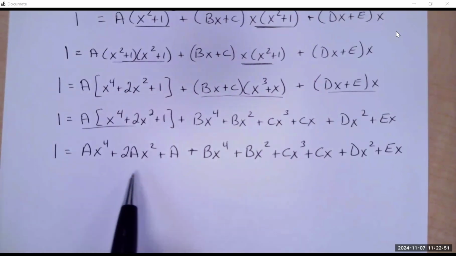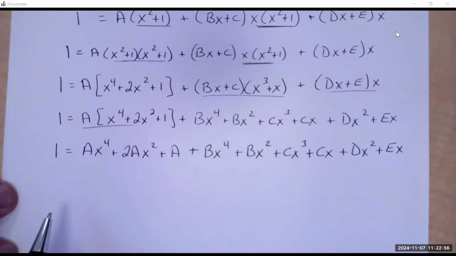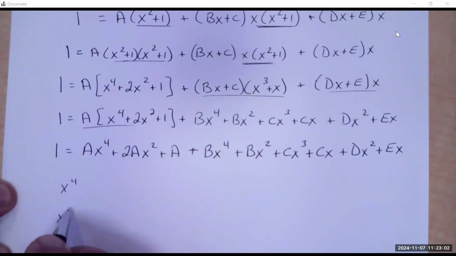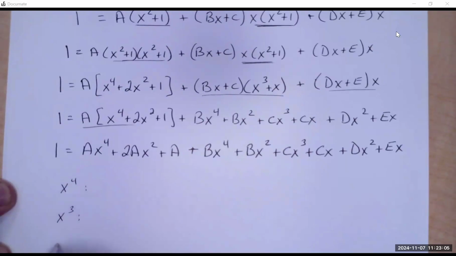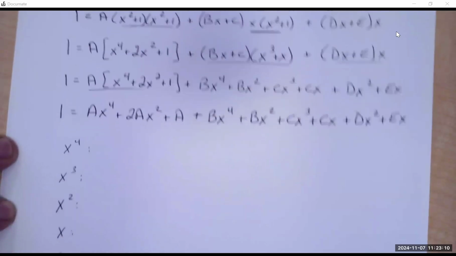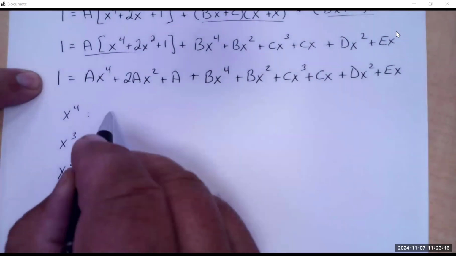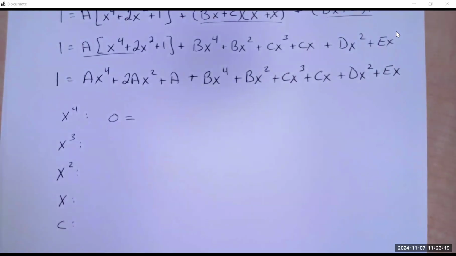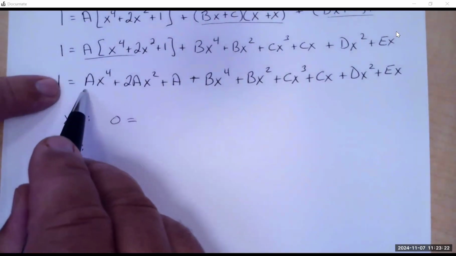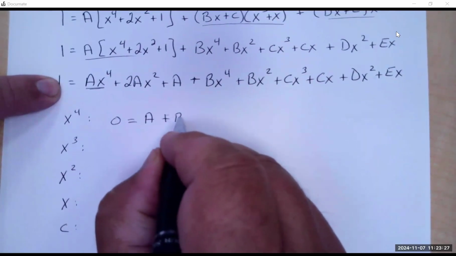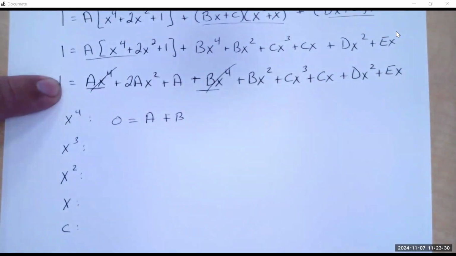All right, so the only way we can check to see if you have the same thing I do, if you finish this, is now we have to start solving for here are all the x to the 4ths, x cubeds, x squareds, x's, and the constants. So how many, on the left side, how many x to the 4ths do we have? 0. There's no x to the 4ths. Now, matching, we have a plus b. Those are the only x to the 4ths that we have.